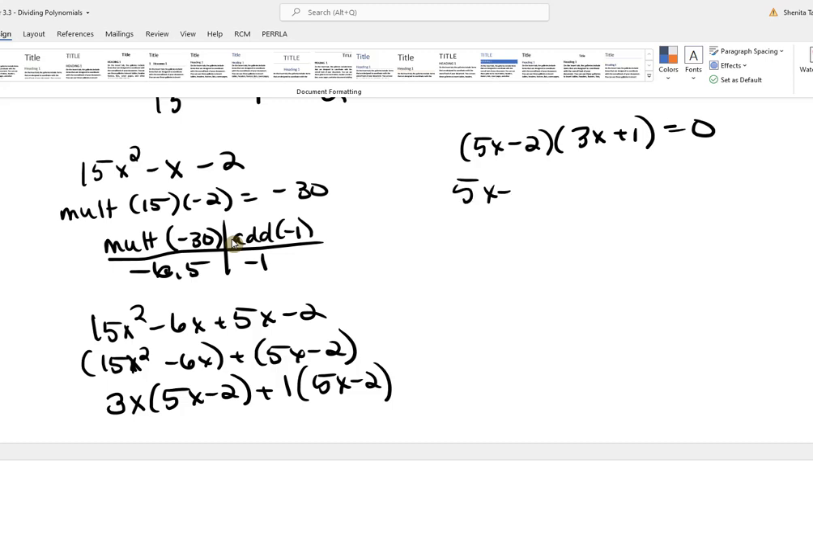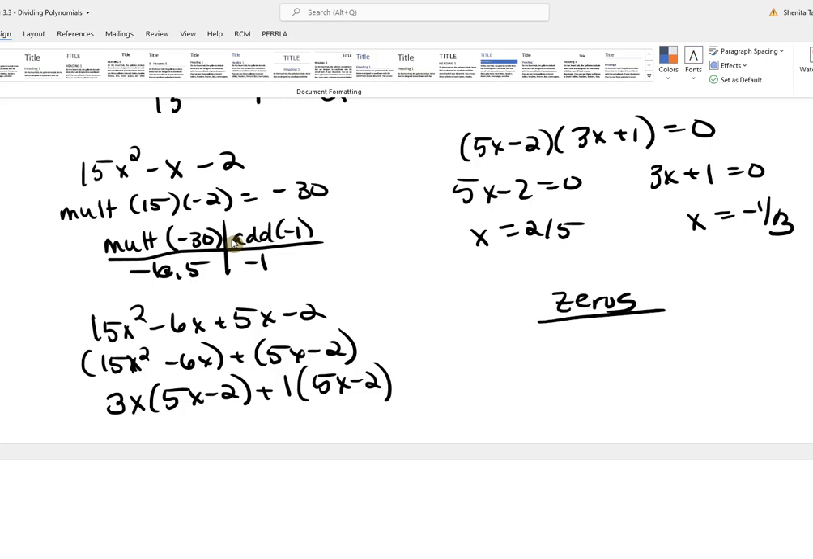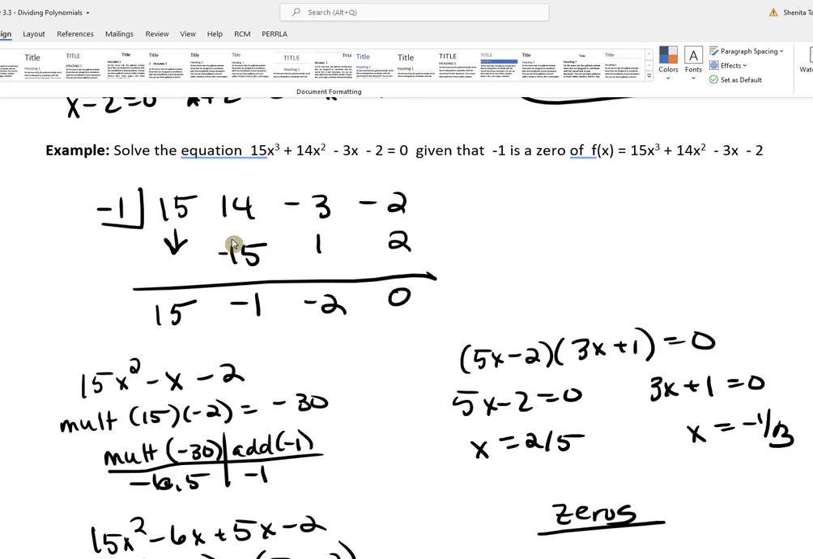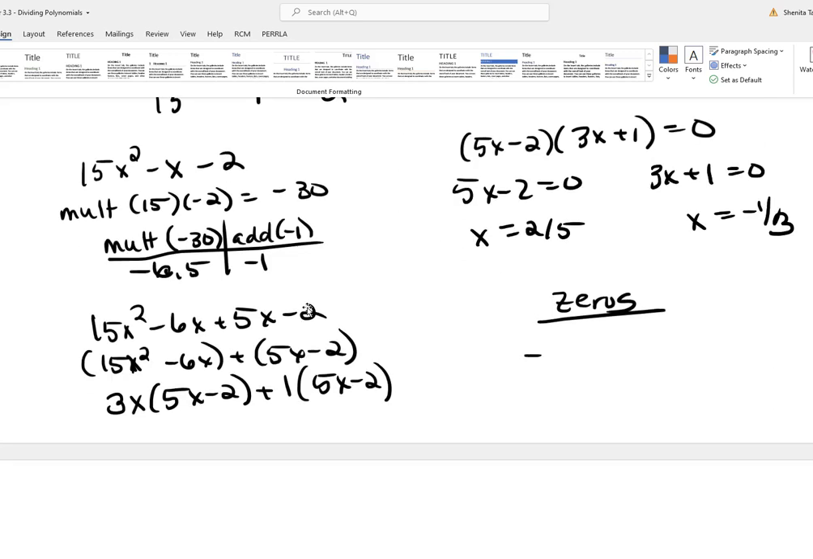I'm going to set each one of these equal to 0. So here I get x is 2/5. Here I get x is negative 1/3. So my zeros are, and don't forget the negative one that they told us in the beginning. Negative 1 is a 0. So you bring that down. Negative 1/3 is a 0, and 2/5.